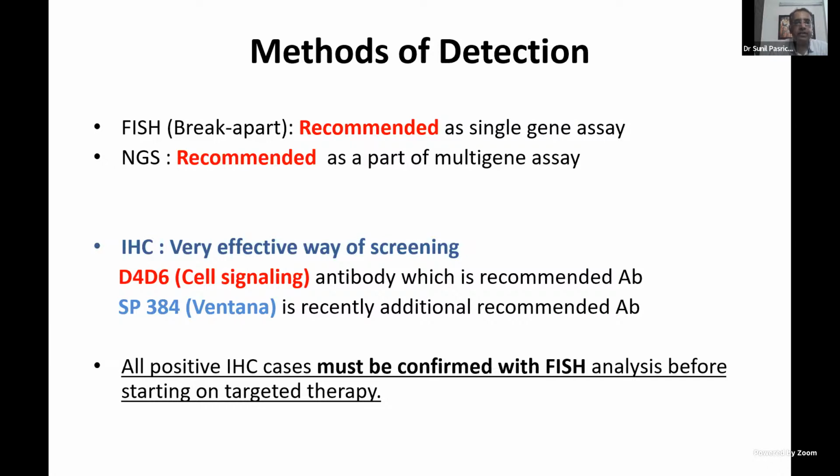Coming to the methods of detection, the FISH break apart is recommended as a single gene assay, while NGS is recommended as a part of multi-gene. However, immunohistochemistry is a very effective way of screening. We have been using this antibody for the last 4-5 years, D4D6 from Cell Signaling, which is the recommended antibody, and also recently SP384 from Ventana. But the bottom line is that immunohistochemistry is very sensitive but not specific, as it may be associated with a false positive rate. So the bottom line is that all positive immunohistochemistry cases must be confirmed with FISH analysis before starting targeted therapy.